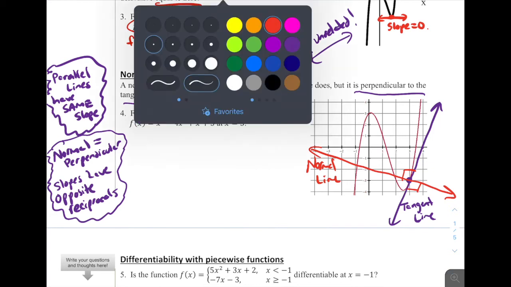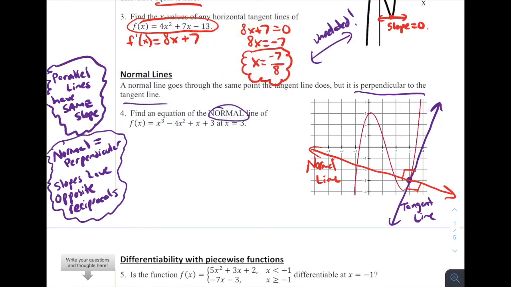So if I want to find this equation, well, first off, I would want to know what is the slope of the tangent line. So in this case, if this is our equation, let's take the derivative. F prime of x is going to be equal to 3x squared minus 8x plus 1. And then the derivative of that 3 is going to be 0, so that's it.